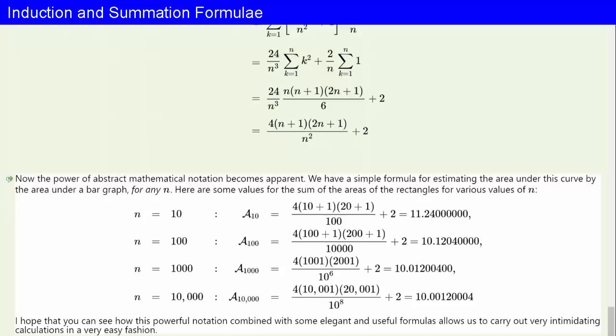For n equal 100, I just plug n equal 100 into our simple formula, and I get 10.1204. And if I plug in n equals 1,000, I get 10.012004. And for n equal 10,000, I get 10.0012004. I hope you can see how this powerful notation, combined with some elegant and useful formulas, allows us to carry out very intimidating calculations in a very easy fashion.